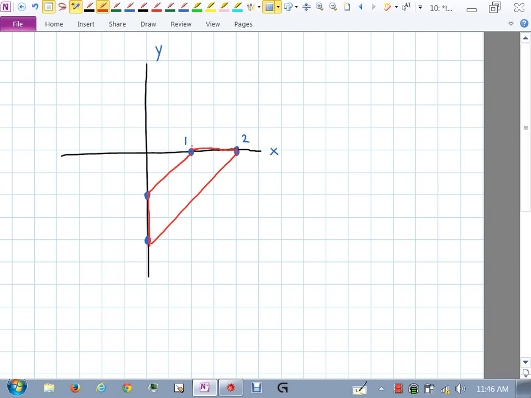Do you have any issues integrating over that? Is it type 1 or type 2? You could split it as a type 1, couldn't you? You could do this right here, and then you could do this right here, couldn't you? Split it into 2.